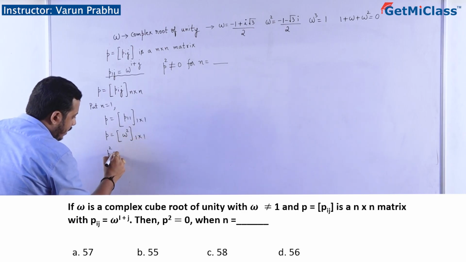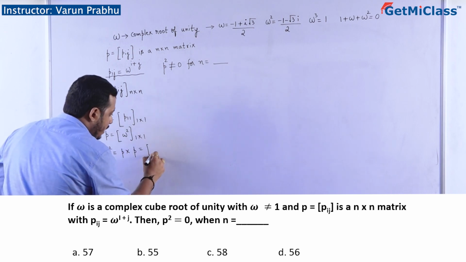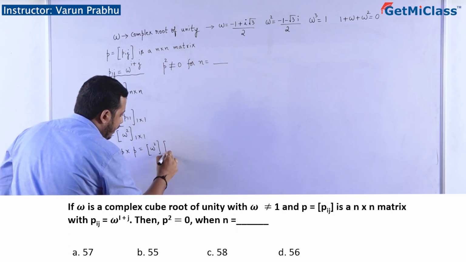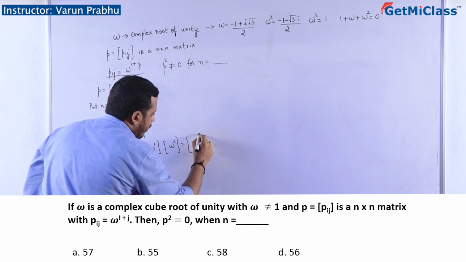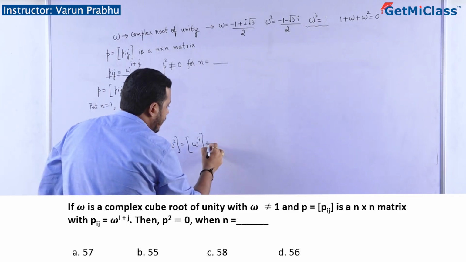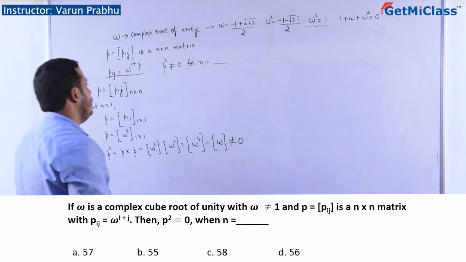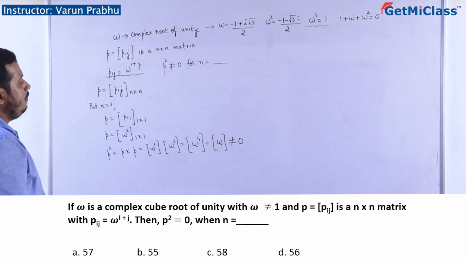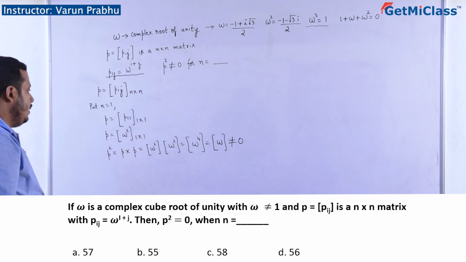So P square will be equal to P into P. That is nothing but omega square multiplied by omega square, which is equal to omega to the power of 4. Omega cube is 1, so I can write this is equal to omega. This is not equal to 0.